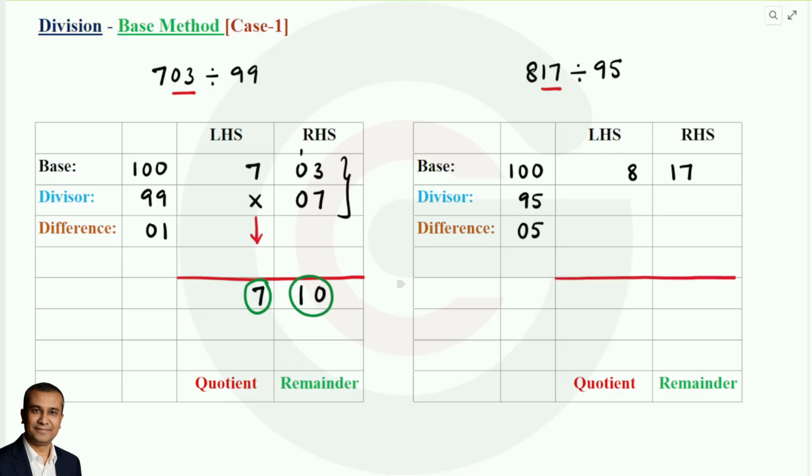Now next step, pick up this 8 and then write it down here. Now multiply this 8 with the 0, 5. So put a cross mark here. Now 0, 5 multiplied by 8. 8 times 5 is 40. So we write 40 here. Now add up these two numbers. 7 plus 0 is 7. 4 plus 1 is 5. That's it. So when we divide 817 by 95, we get the quotient as 8 and the remainder as 57.